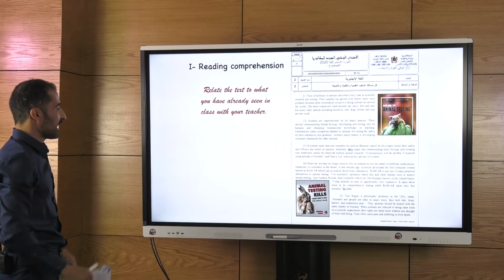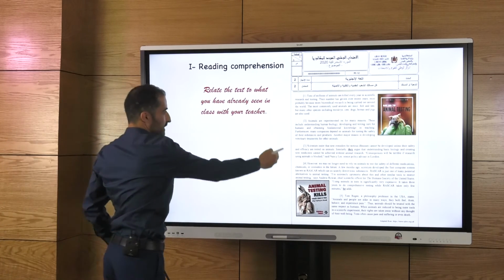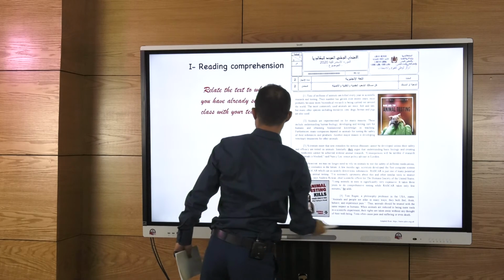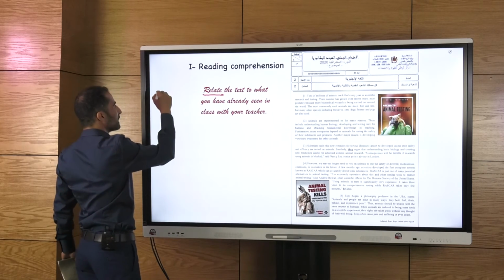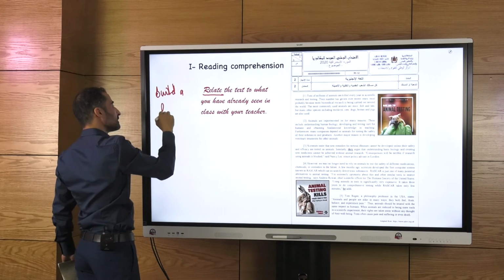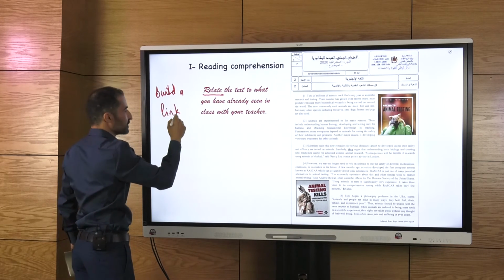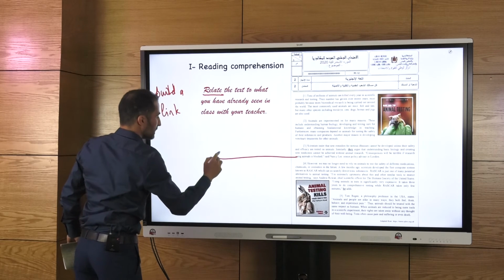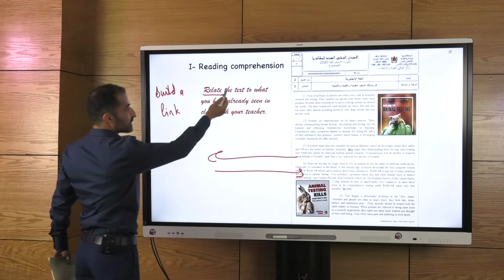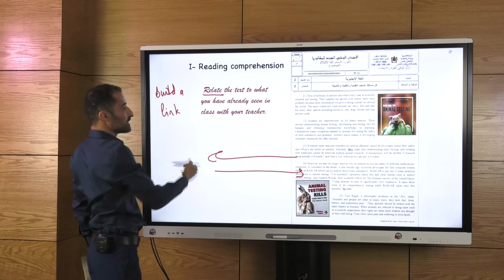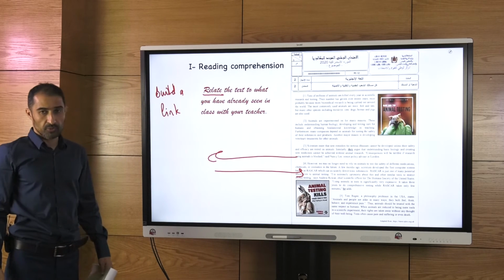Okay, then after reading the whole text and deciphering the context clues, try to relate, try to build a link. You build a link. It's like building a bridge. So you build a link between what? Relate the text to what you have already seen in class with your teacher.